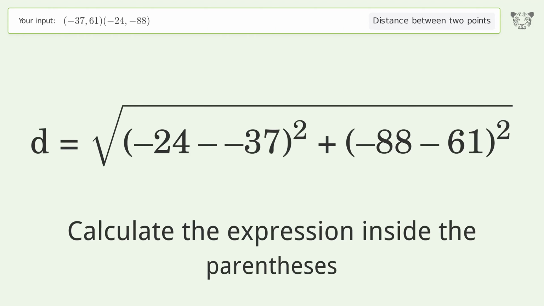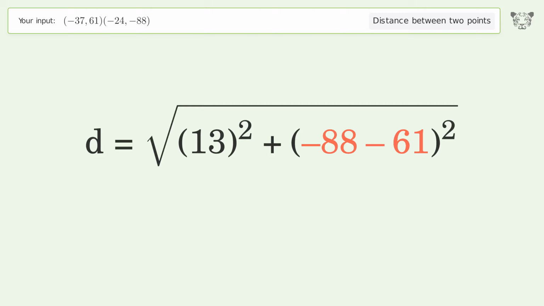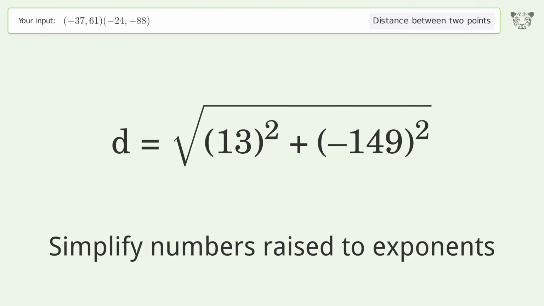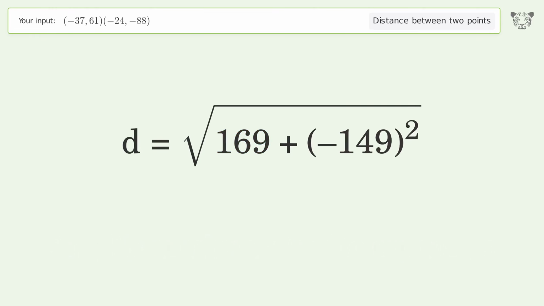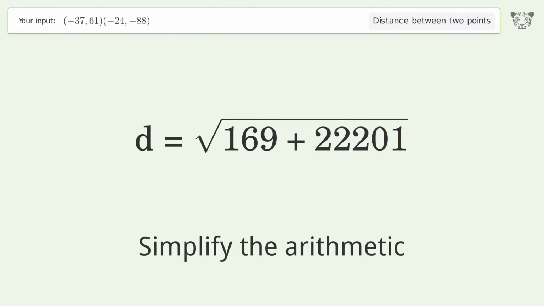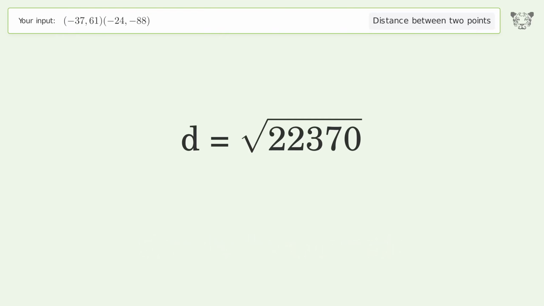Calculate the expression inside the parentheses. Simplify numbers raised to exponents. Simplify the arithmetic. And so the distance between the 2 points is the square root of 22,370, or 149.566.